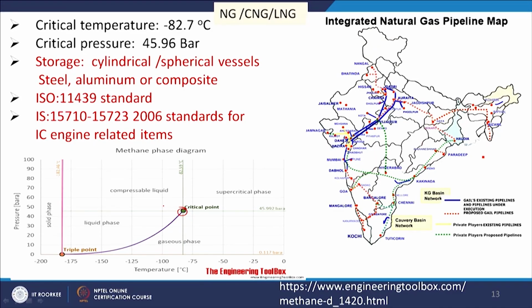So, if we can change the temperature and pressure, it can be converted to liquid phase, or it can be compressed. This pressure-temperature curve shows the critical point for natural gas. The critical pressure is 45.96 bar and the critical temperature is minus 82.7. Our normal temperature is, say, 30 degrees, so in that case it comes into the gas phase.